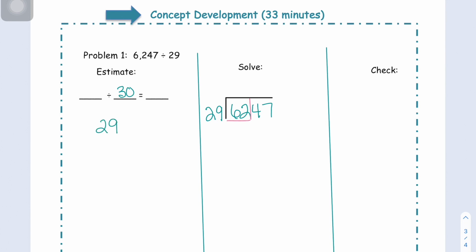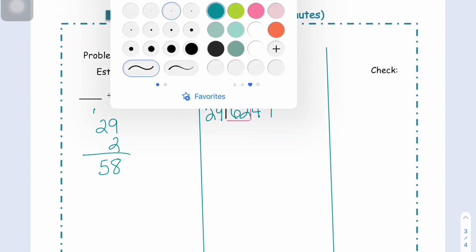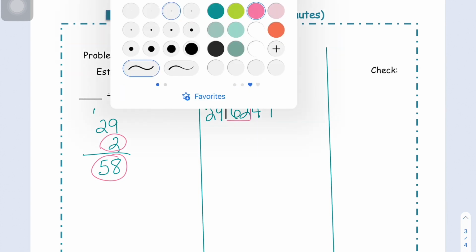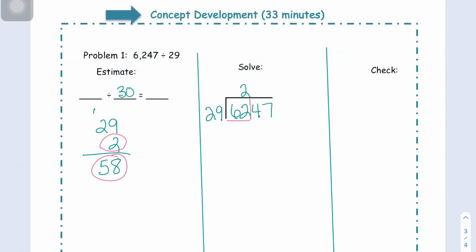And 9 times 2 is 18. 2 times 2 plus 1, 5, so 58. So it looks like 58 will work. So here are the two numbers that I need to put into my division problem. Now I already put the 2 on top, and that means the 58 will go below the 62.